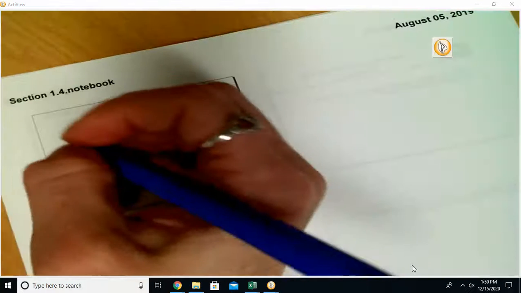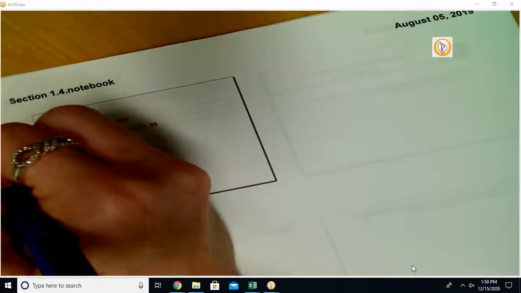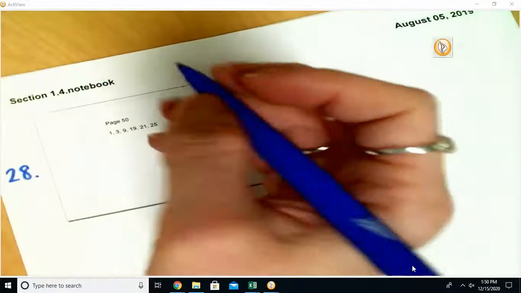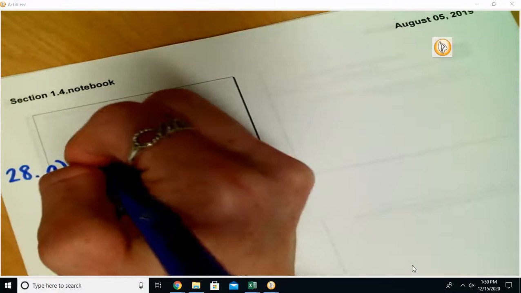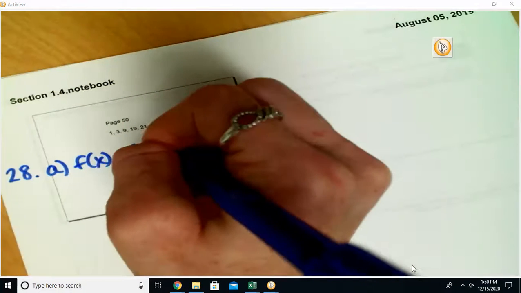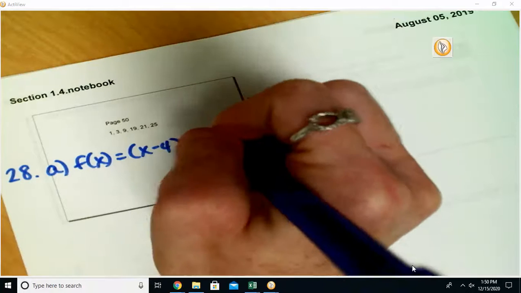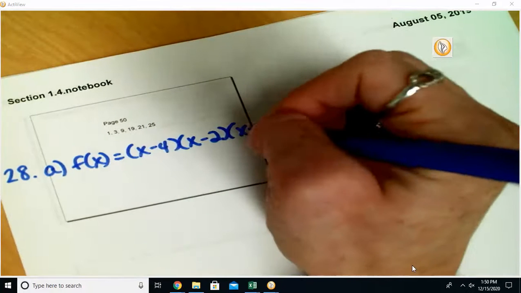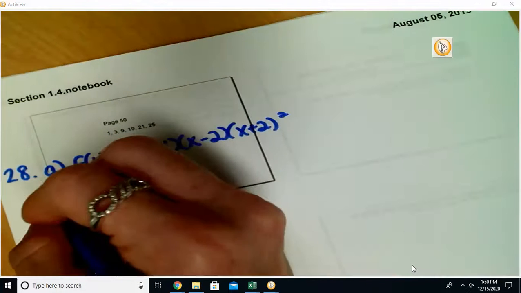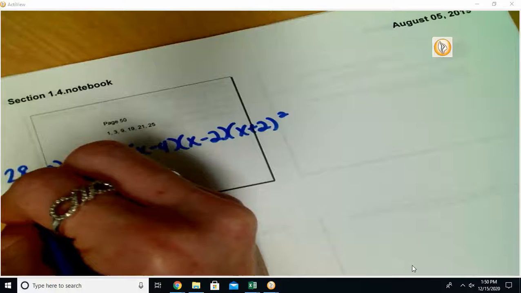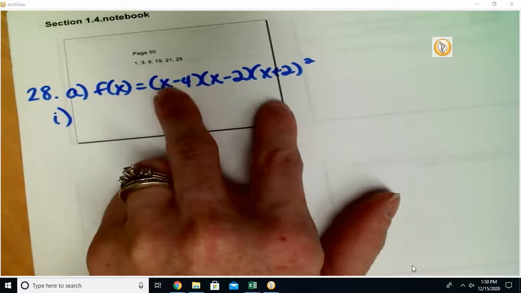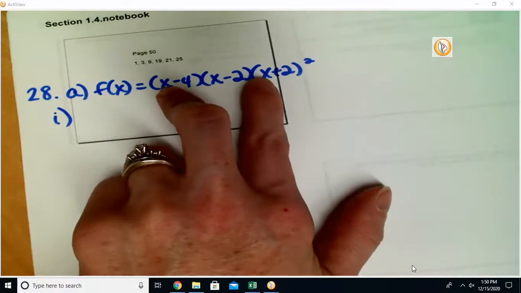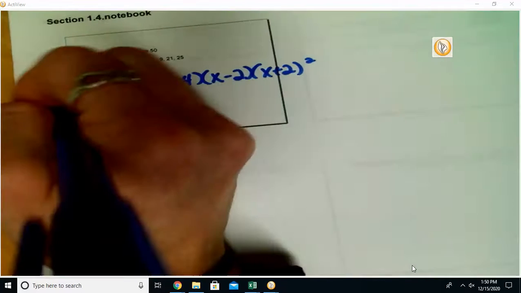So 28, part A. So our function is x minus 4 times x minus 2 times x plus 2 squared. First thing we're asked to do is the degree. The degree is essentially saying how many variables are there. So we have 1 here, and 2 here. So altogether it would be an x to the 4, so degree is 4.